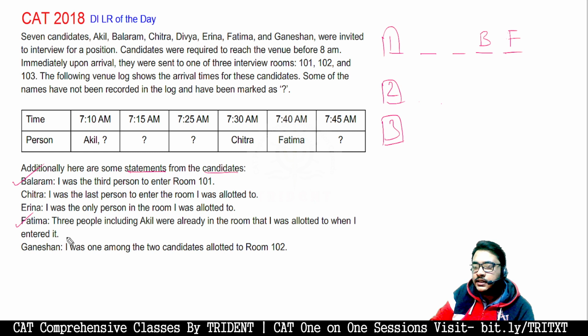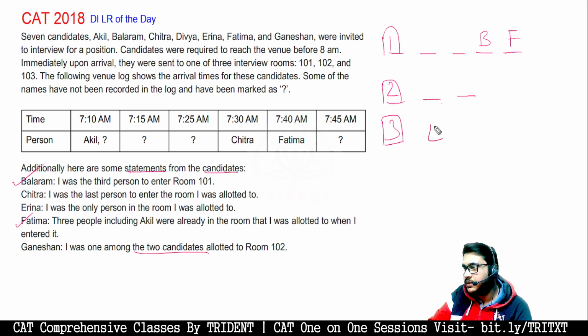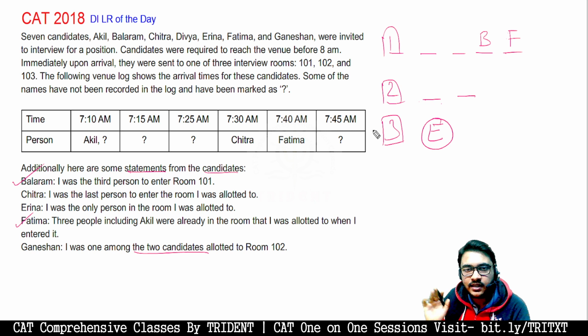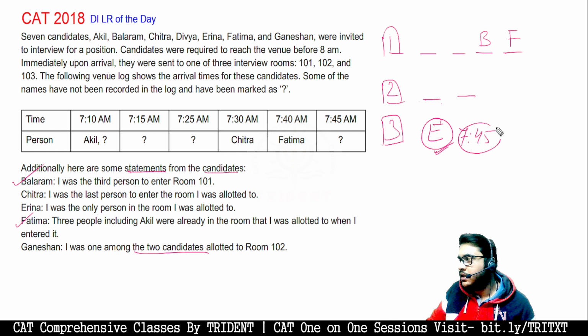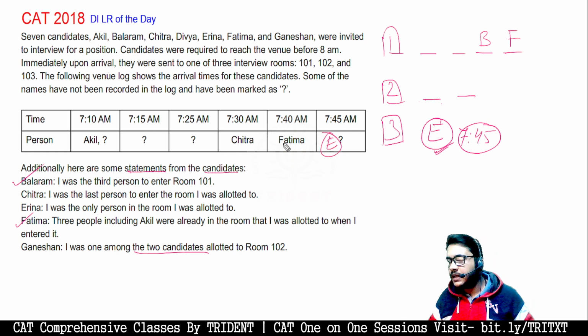Let's read ahead. Quick piece of deduction that we did over there. Ganeshan, I was one among the 2 candidates allotted to 102. Wow, this is also great. Now this makes my life so much easier. I know Irina is the last one, and at this point I can also somehow predict that she is coming at 7:45. I'll also tell you how exactly I'm getting at this 7:45 thing.